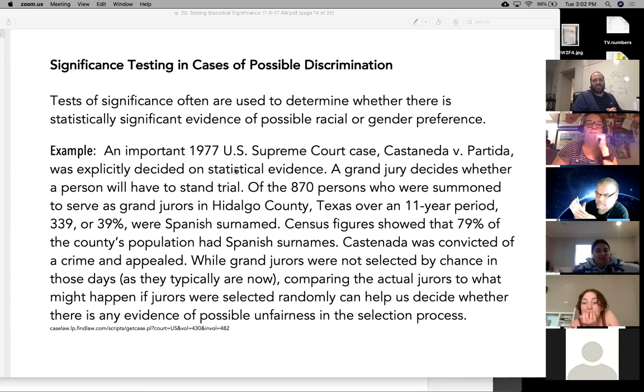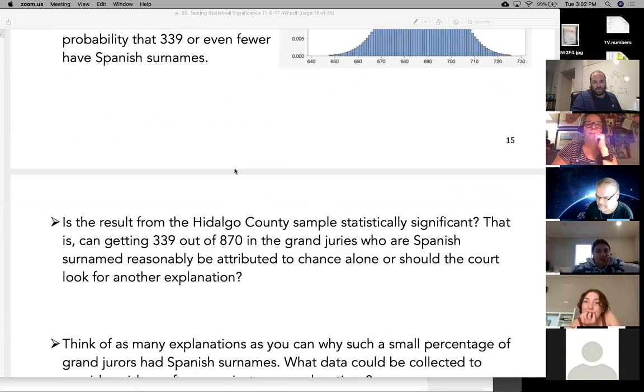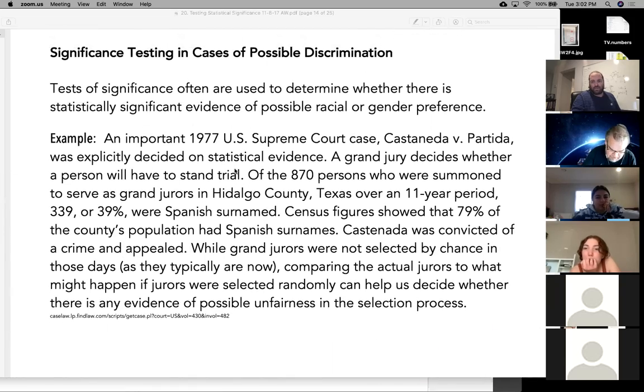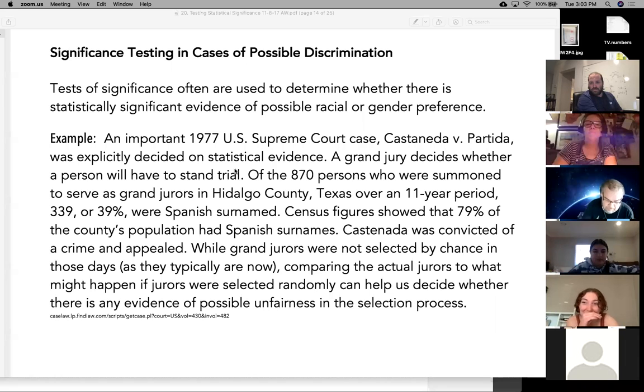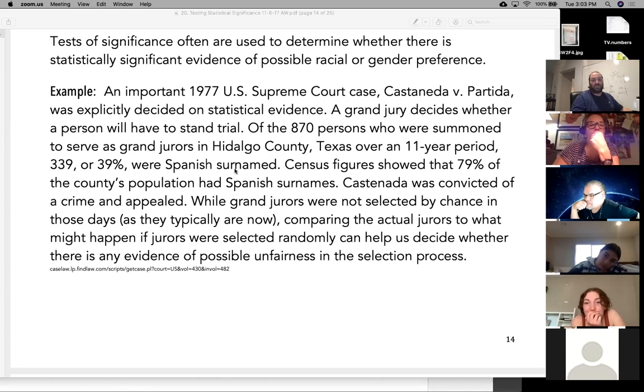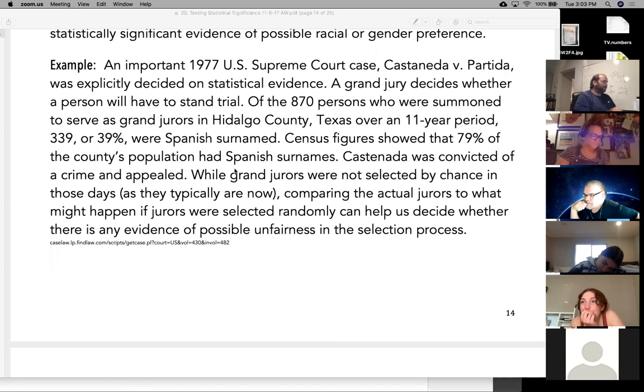So significance testing. Actually, you know what? We can do one last case. Significance testing in cases of possible discrimination. What is that in English? Tests of significance often are used to determine whether there is statistically significant evidence of possible racial or gender preference. Let's read this example.